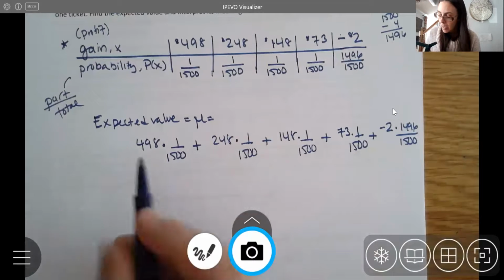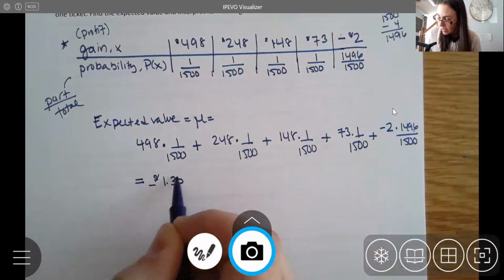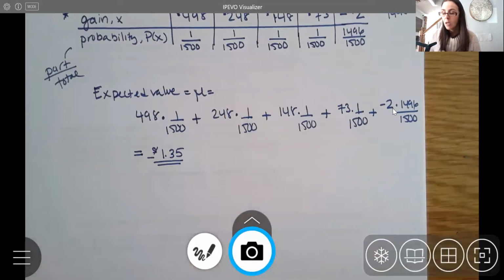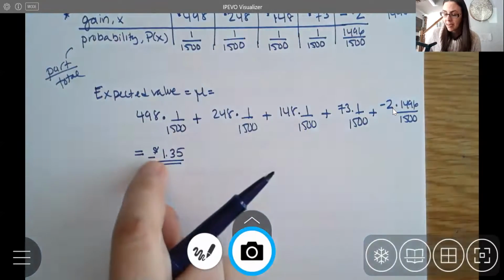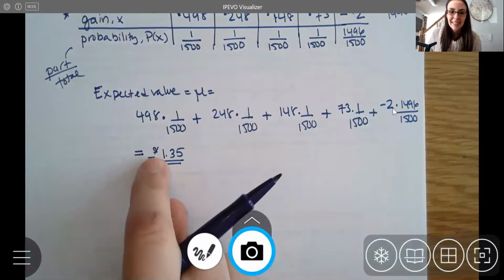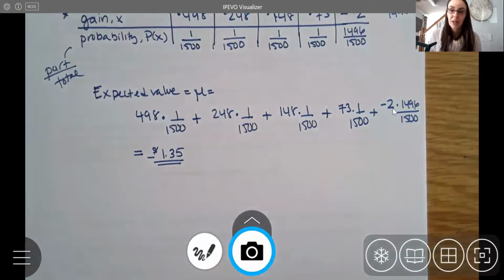All right, so saving us some time, I did this on the calculator already, and we get negative $1.35. So our expected value here, or our mean, same thing, is negative $1.35. So what does this mean? Well, if your expected value is negative dollars, that means you should expect to lose, right? Basically what this says is that you can expect to lose an average of $1.35 for each ticket you purchase. So that's what that interpretation is.